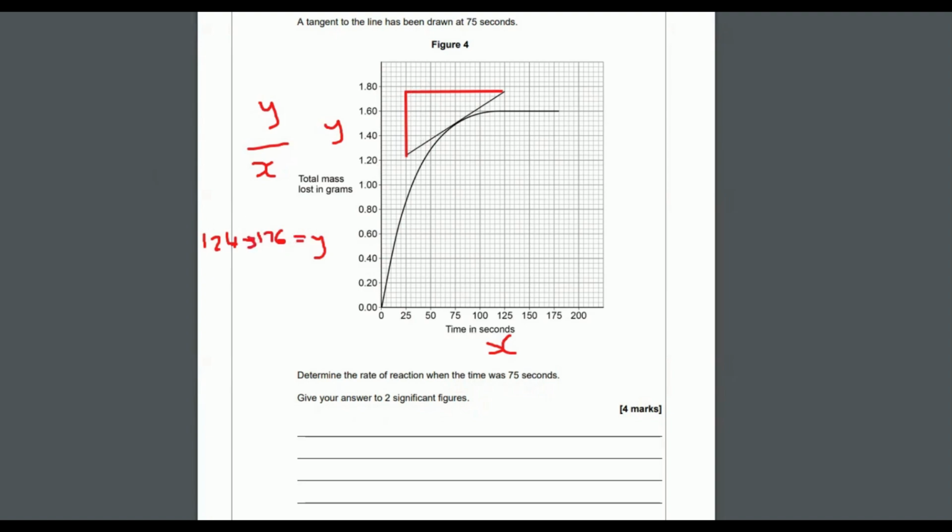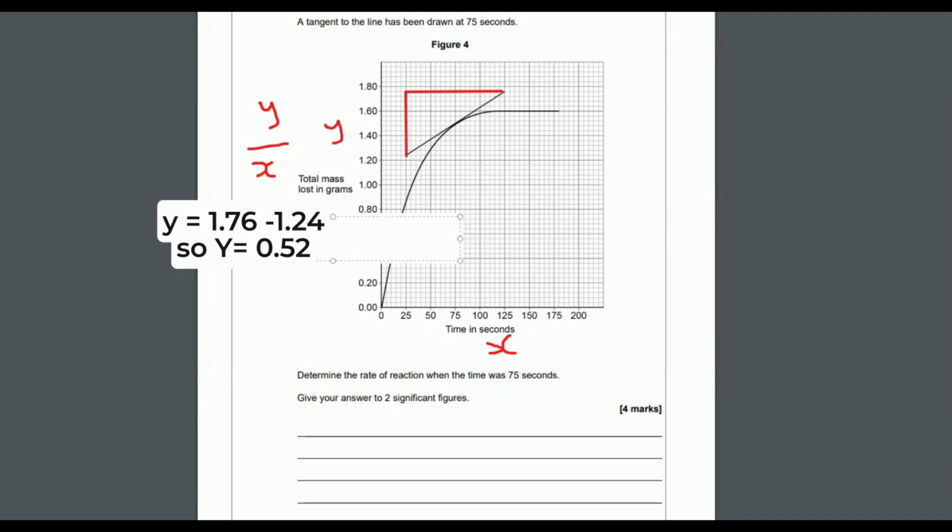Now, I've written that a bit bent, but you want to take the top measurement. So let's rub that out and write that again. You want to take the top measurement, which is 1.76, I should say, not 176. Never mind. So it's 1.76, and we want to take away 1.24. So this means that y is equal to 0.52. Now we need to find out x, because we want to do y divided by x.